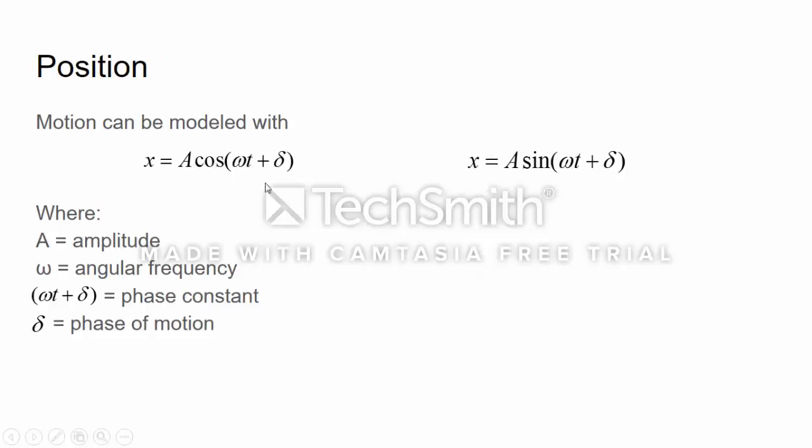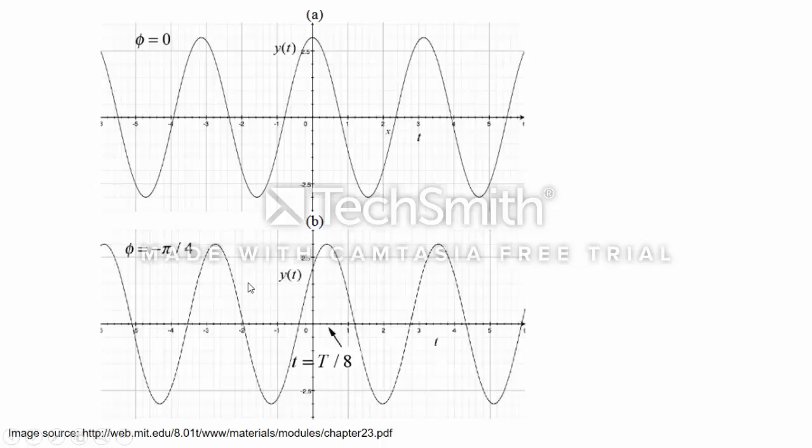So position can be modeled with x equals amplitude times cosine of omega t plus delta. It could also be modeled with sine. A is your amplitude, and amplitude is the maximum distance that the spring reaches from its equilibrium point. Angular frequency is omega. Omega t plus delta is your phase constant, and delta is your phase of motion. When a mass is at maximum distance when t equals 0, delta will be 0 here, and the graph will be modeled by this cosine function.